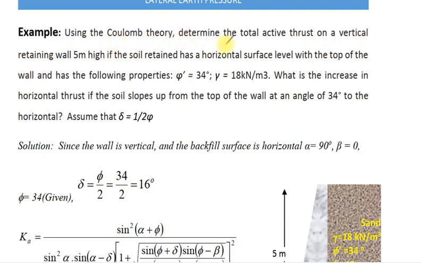Using the Coulomb theory, determine the total active thrust on a vertical retaining wall 5 meters high if the soil retained has a horizontal surface level with the top of the wall and has the following properties: phi equal to 34, gamma equal to 18 kilonewton per meter cubed. What is the increase in horizontal thrust if the soil slopes up from the top of the wall at an angle of 34 degrees to the horizontal? Assume that the friction angle delta between the wall and the soil equals 1/2 phi.